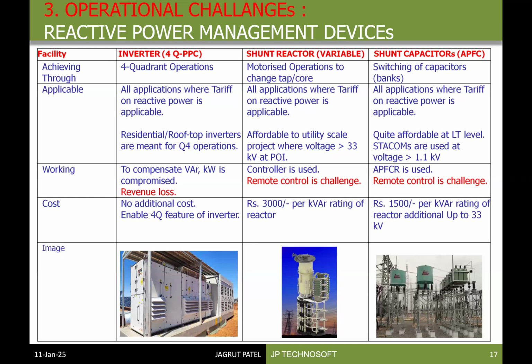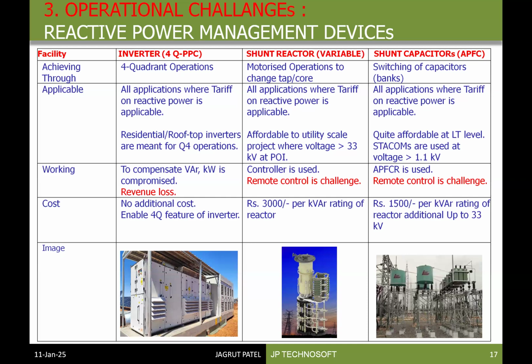quadrant number 1, active and reactive energy both supplied. Quadrant number 2, active energy supplied, reactive energy consumed. Quadrant number 3, both are consumed. And 4 is... So all four quadrant operations are possible with an inverter. Inverters have this inherent feature. We have to enable that feature to implement these four quadrant operations.